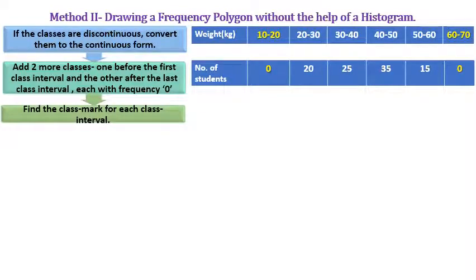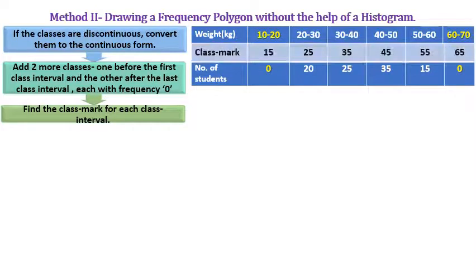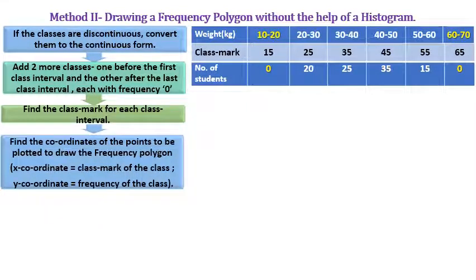Next, we find the class mark for each class interval. The formula for class mark is given by (lower limit plus upper limit) by 2. Find the coordinates of the points to be plotted to draw the frequency polygon. The x coordinate will represent the class mark of the class. The y coordinate will represent the frequency of the class.